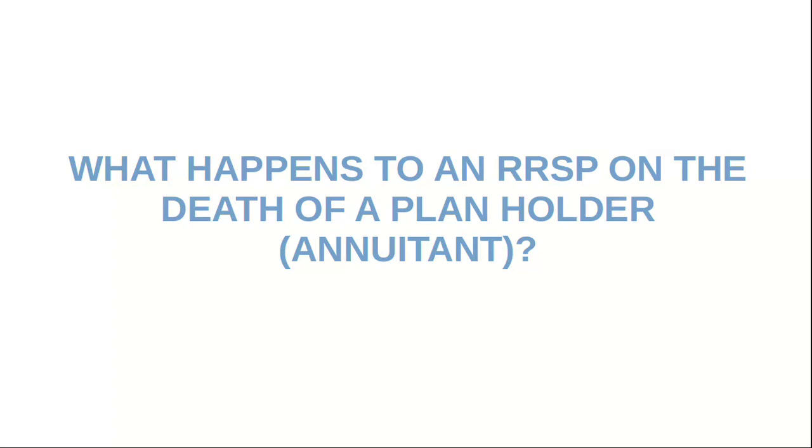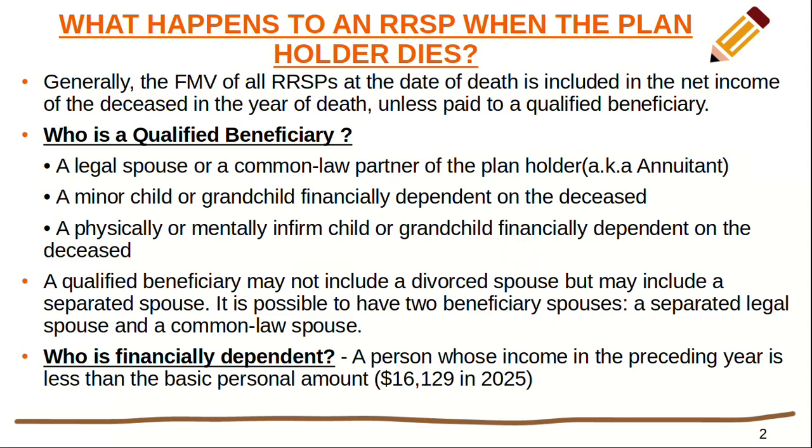Today we will study in detail about what happens to an RRSP on the death of a plan holder or an annuitant. What happens to an RRSP when the plan holder dies? Generally, the fair market value of all the RRSPs at the date of death is included in the net income of the deceased in the year of death, unless paid to a qualified beneficiary. Now let's see who is a qualified beneficiary.